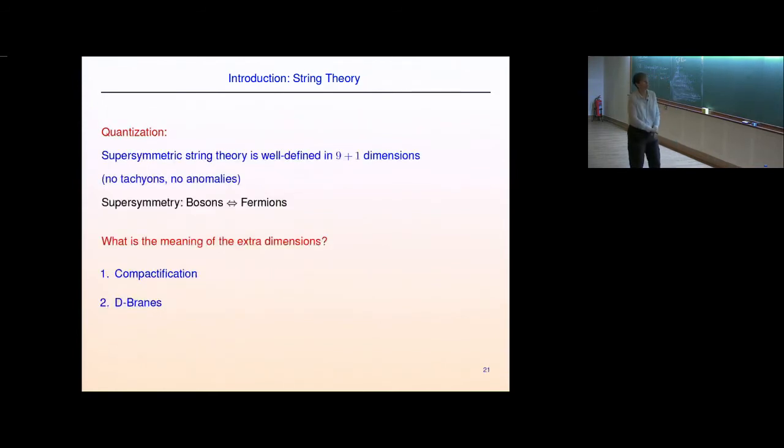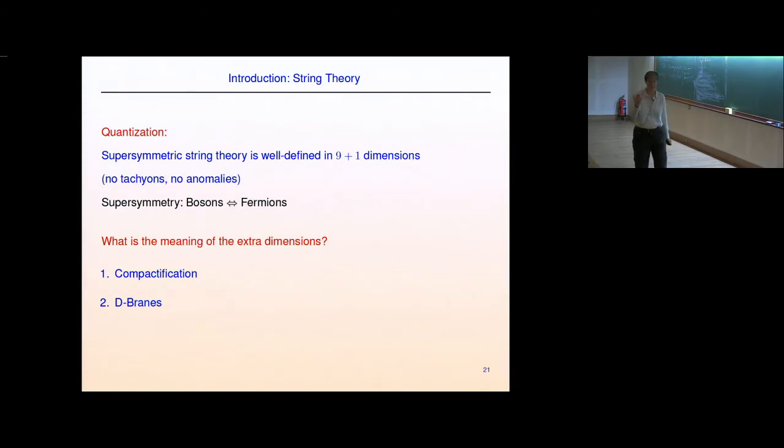As I already mentioned, if you quantize a string theory, you discover that supersymmetric string theory is well defined in 9+1 dimensions, because you can consistently get rid of tachyons, and the anomalies also vanish. Supersymmetry means that you have a particular symmetry between bosons and fermions in your theory. Now, the question arises: if we start in 10 dimensions, and in the end we want to do QCD, we have 6 dimensions which are kind of superfluous, but they have a completely different meaning than the 3+1 dimensions of our real world. So what's the meaning of these extra dimensions?